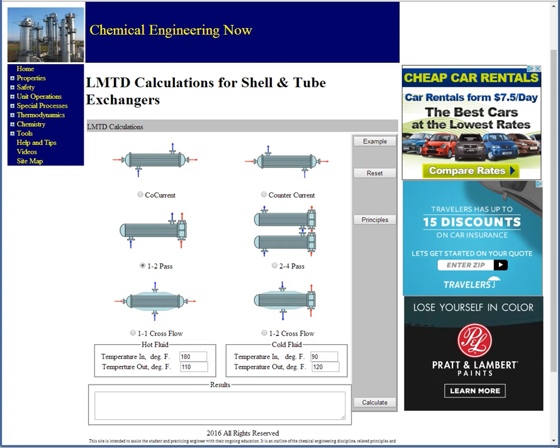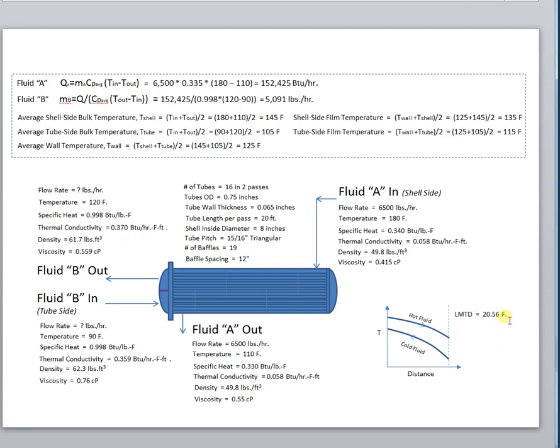So if we first calculate our LMTD, we have the hot fluid in at 180, cooled to 110. The cold fluid comes in at 90 and is heated to 120. There's one pass on the shell and 2 passes on the tube. The log mean temperature difference therefore is 20.56. LMTD is 20.56.